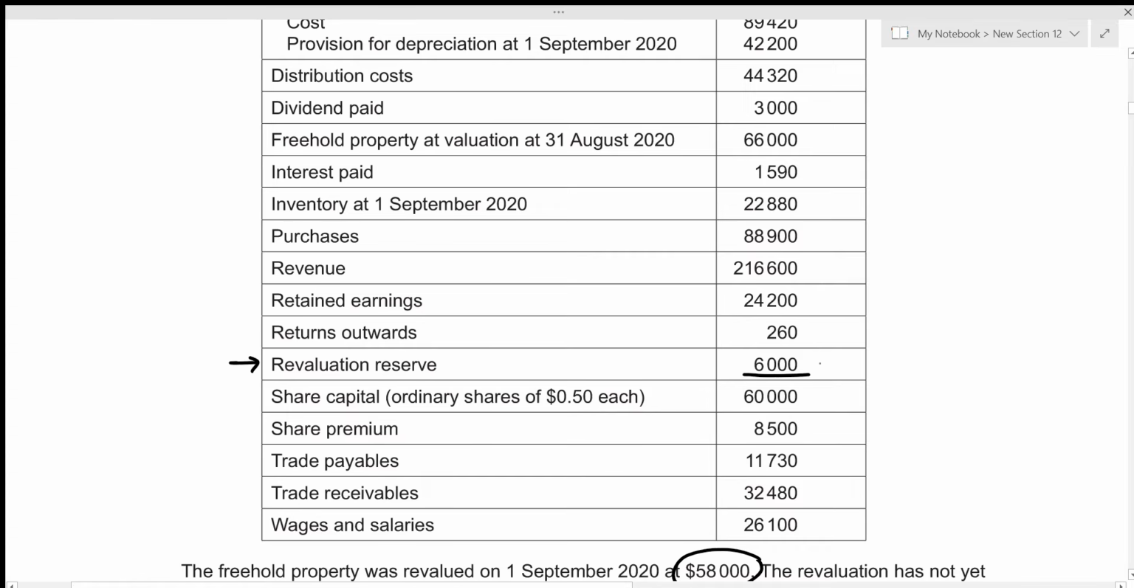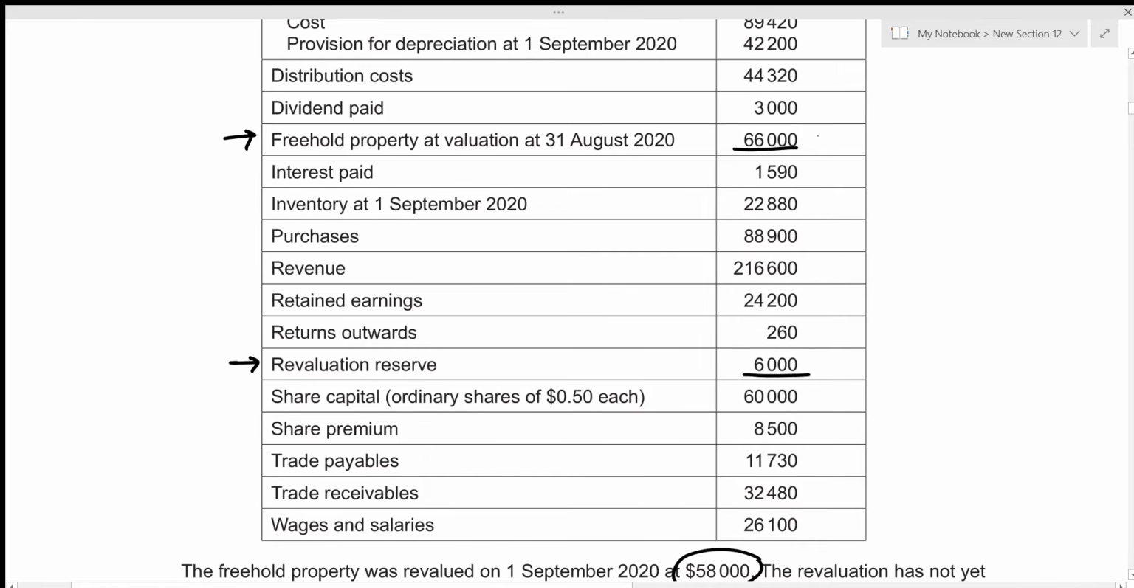Now we're talking about freehold property. So we also need to know the value of the freehold property before the revaluation. So we're looking at the value on 31st August 2020, which is again given right here. So the freehold property at valuation was actually 66,000 on 31st August 2020, but we revalued it to 58,000. So obviously there is a revaluation downwards, which means that there was a revaluation loss, or we can also consider it as an impairment loss.